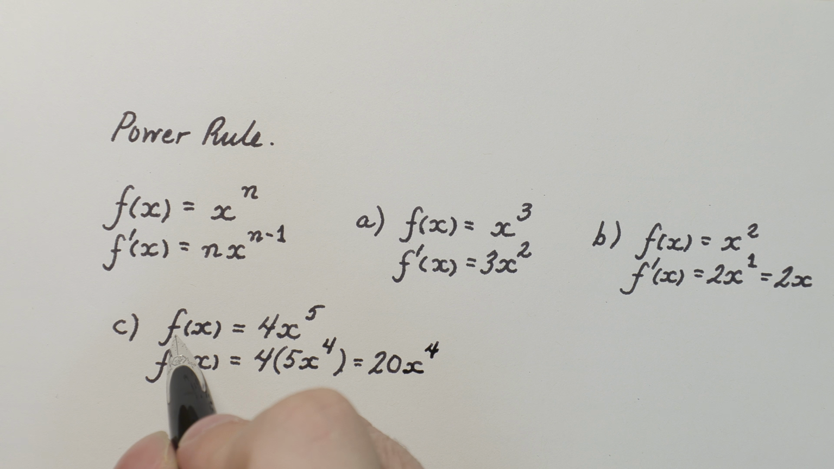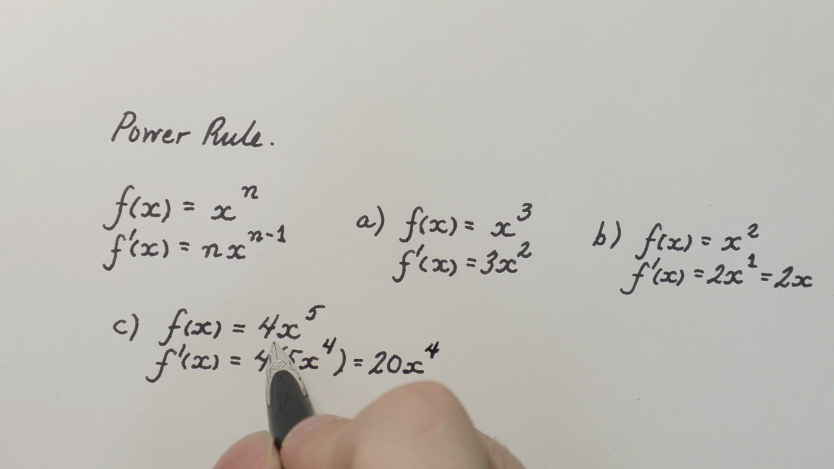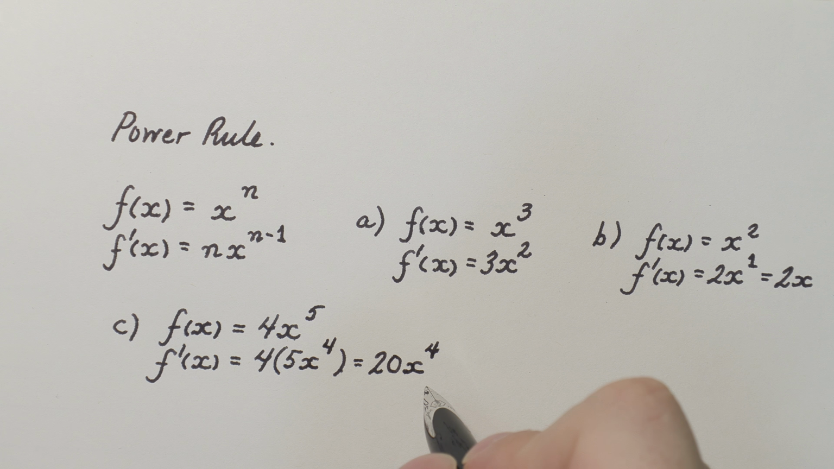So that means that if I have the function f of x equals 4x to the 5, the derivative of that is 20x to the 4.